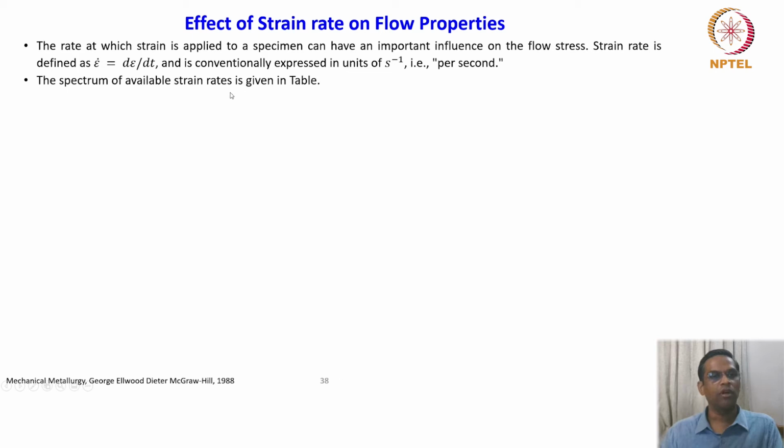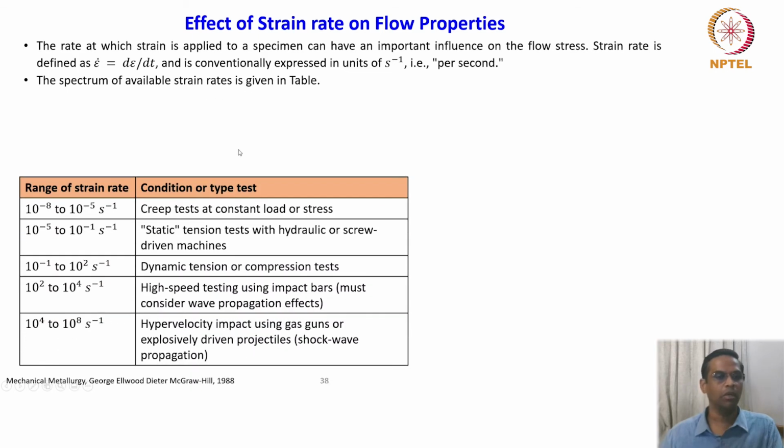The spectrum of available strain rates is given in this table. So what are the typical strain rates we come across? 10 to the power minus 8 to 10 to the power minus 5 per second is typically used in the creep test at constant load or constant stress. 10 to the power minus 5 to 10 to the power minus 1 per second is a static tension test with hydraulic or screw driven machines. 10 to the power minus 1 to 10 to the power 2 per second is a dynamic tension or compression test.